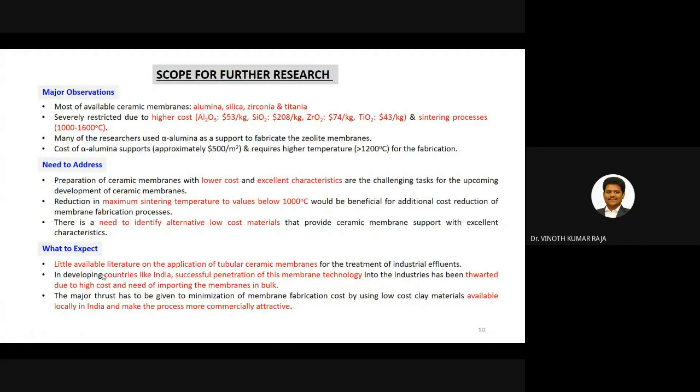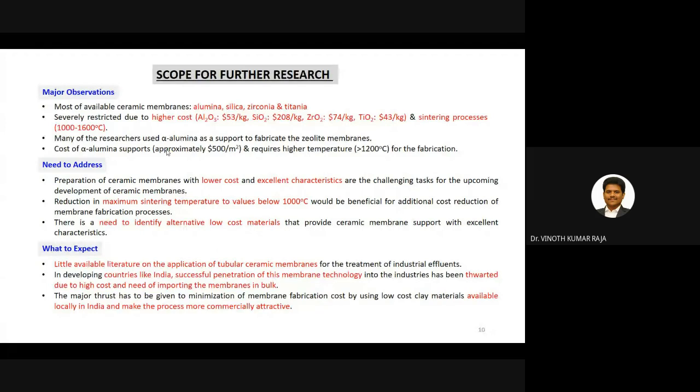Most of the available ceramic membranes are alumina, silica, zirconia, and titania. But these materials are now severely restricted due to their higher cost. You can look at the alumina material, which is $53 per kg. And we also identified that many of the researchers have used alpha alumina as a support material to fabricate the zeolite composite membrane.